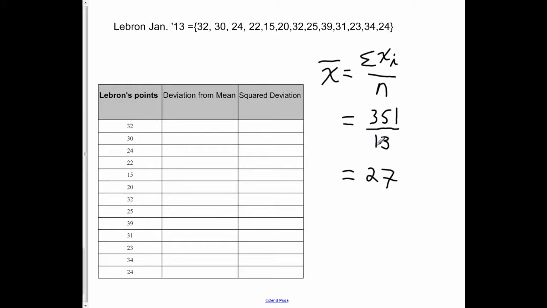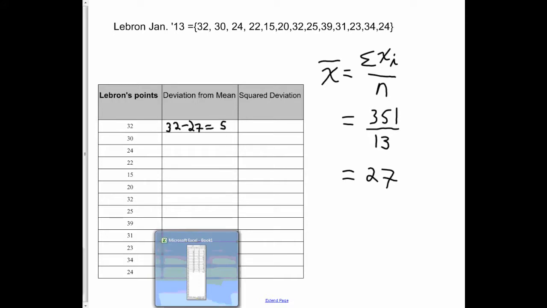Since we have the mean for our data set, the next thing we want to do is find all these deviations. Well, the first one is going to be the deviation of 32, the first data point, from the mean. That's going to be 32 minus 27, which is equal to 5. So the first deviation from the mean is equal to 5.